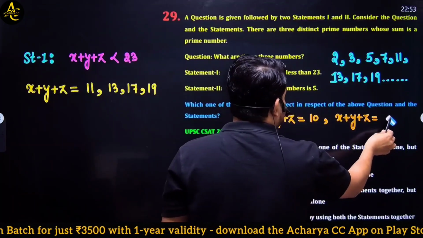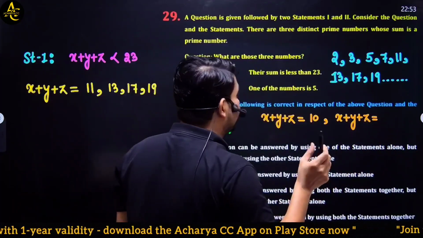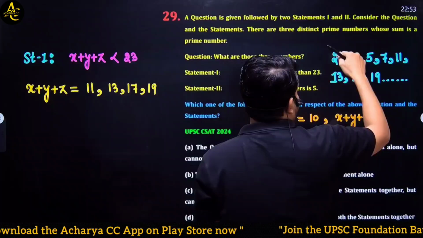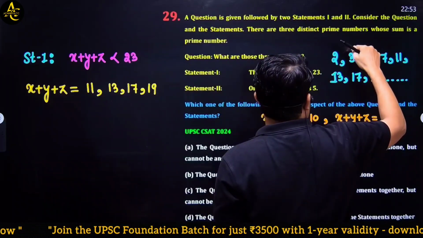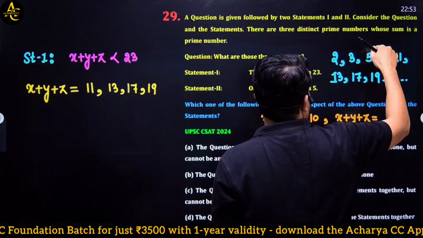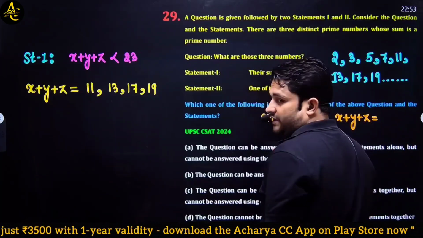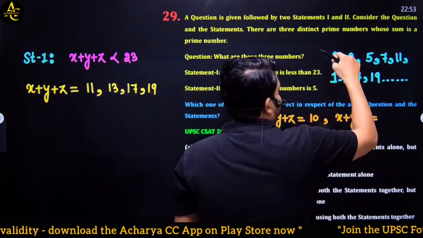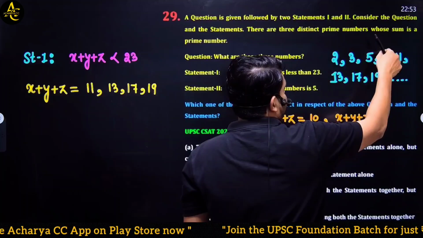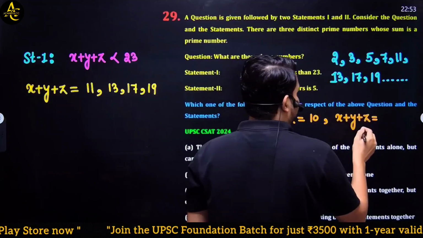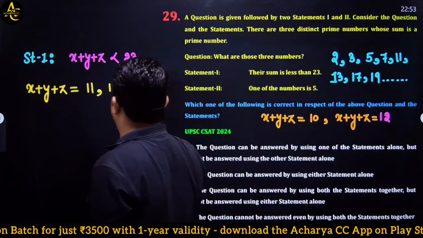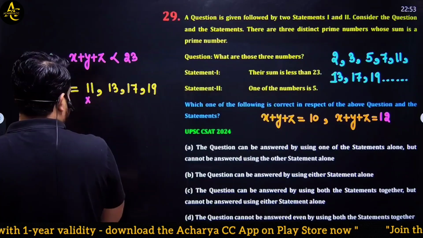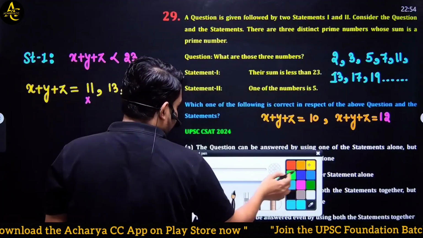The second smallest sum that I can write is what? See, if I eliminate these 3, the second smallest sum that I can write, if I take 2, 3, and 7, 7 plus 3 is 10, plus 2 is 12. So I cannot take 11 as the sum.